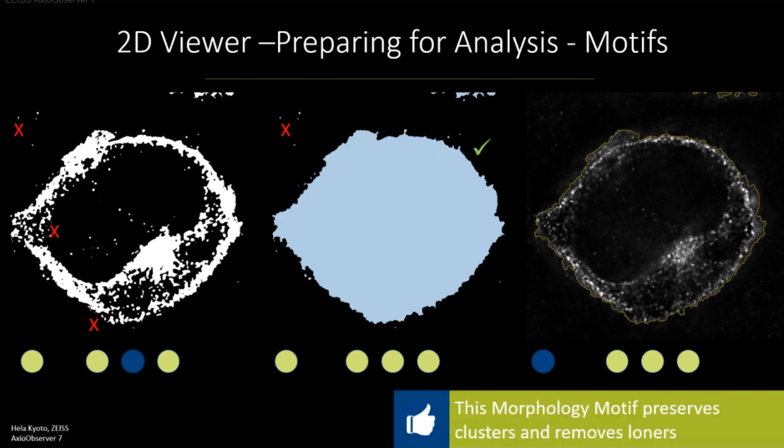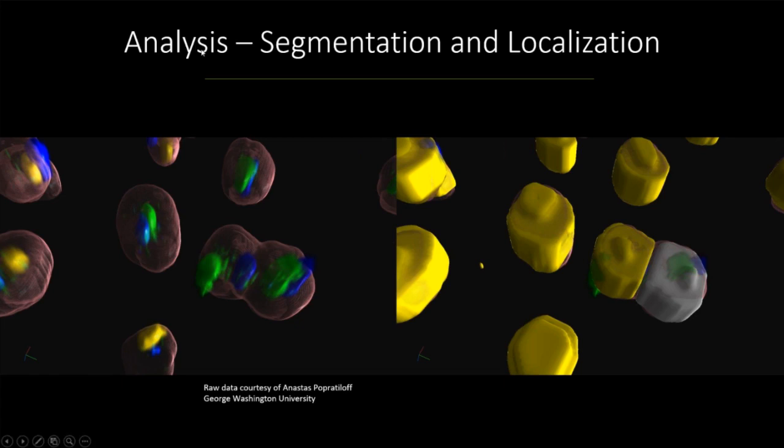And so this morphology motif, which is a mixture of opening and closing, preserves clusters, so it keeps all of these ones that are very close together, but these little loners disappear. Very, very powerful motif.